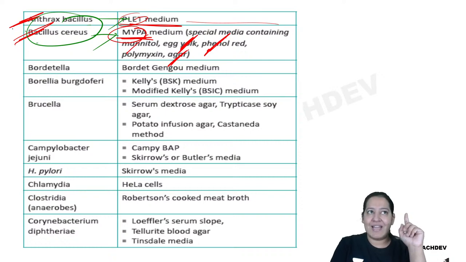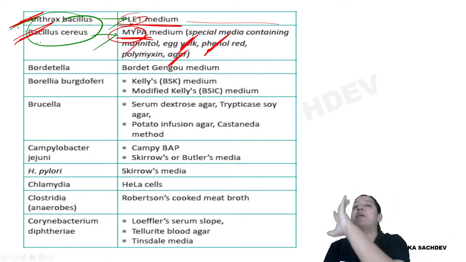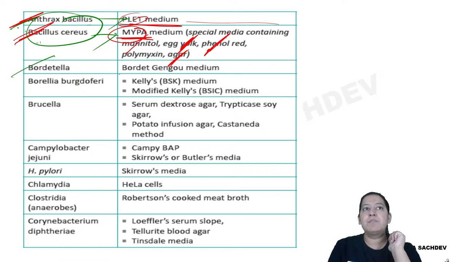Teen page ki list hai. So Bacillus anthracis volume hai aur answer aana chahiye plat medium. Bacillus cereus answer aana chahiye madam, MYPA. Bordetella it is Bordet-Gengou medium. Answer aana chahiye. This is not important, you can leave.